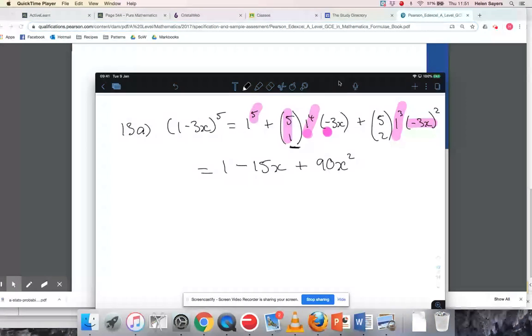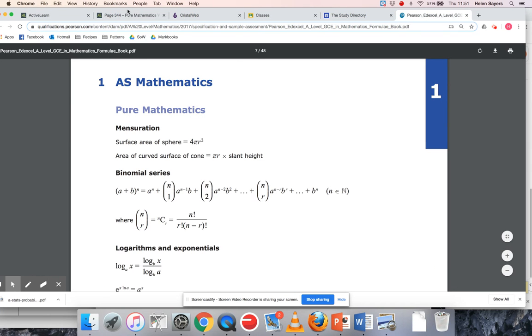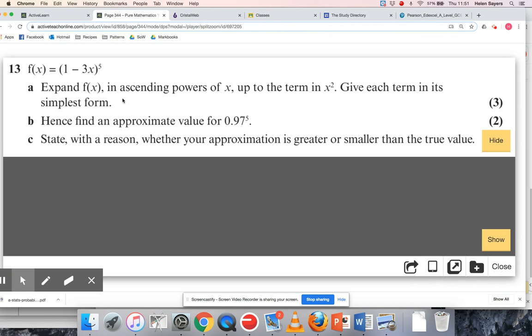Again, obviously the expansion does go on. There would be an x cubed term, an x to the power of 4 term, an x to the power of 5 term, but the question only asked me to go up to x squared.